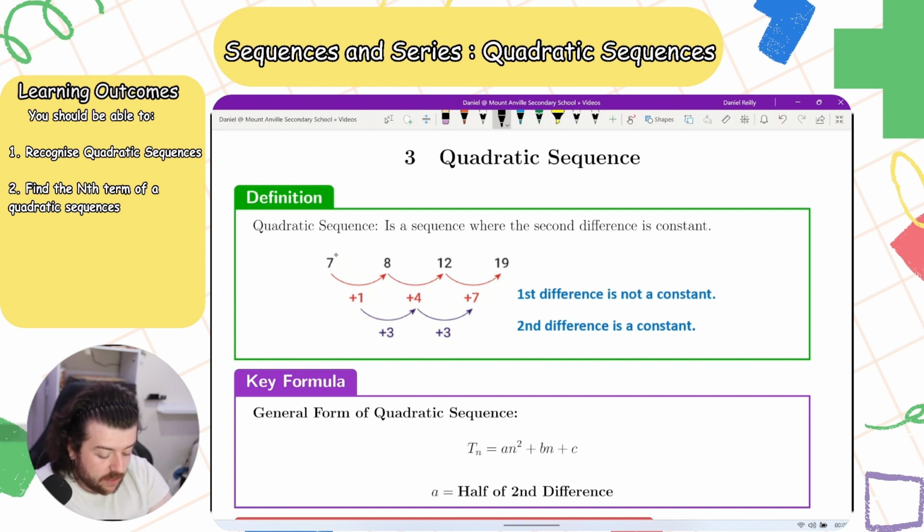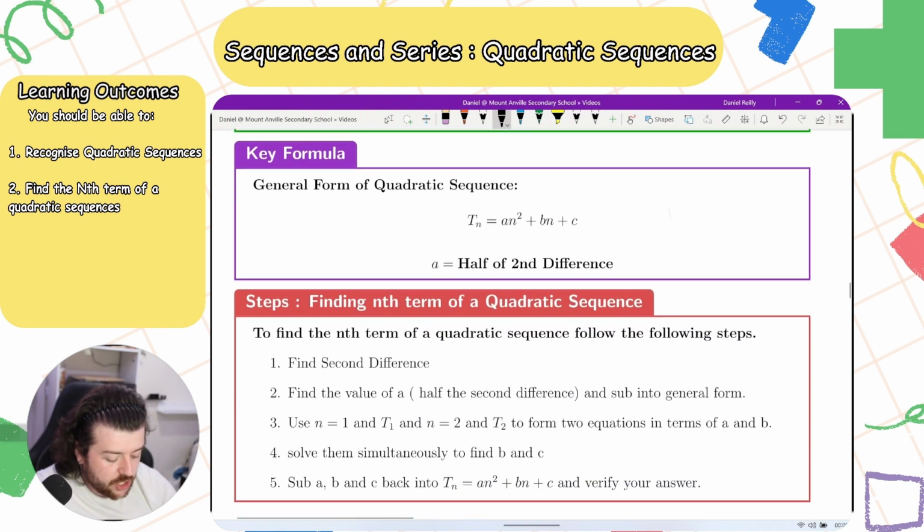So if we look at this sequence here, 7, 8, 12, 19, we see the first difference is 1, 4, 7. That doesn't make it linear. But if we look at the second difference, the difference between 1 and 4 is 3, and 4 and 7 is 3. So the second difference is constant.